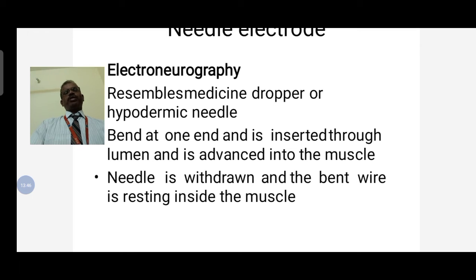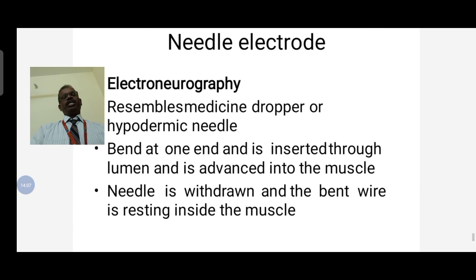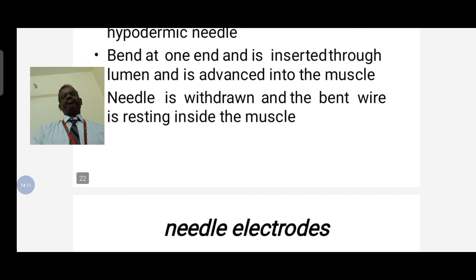One end of these electrodes is bent and inserted through the lumen of the needle and advanced into the muscles. The needle electrode is then withdrawn, and the bent wire is left resting inside the muscles. These are the needle electrodes, and one of their applications is in electroneuropathy.